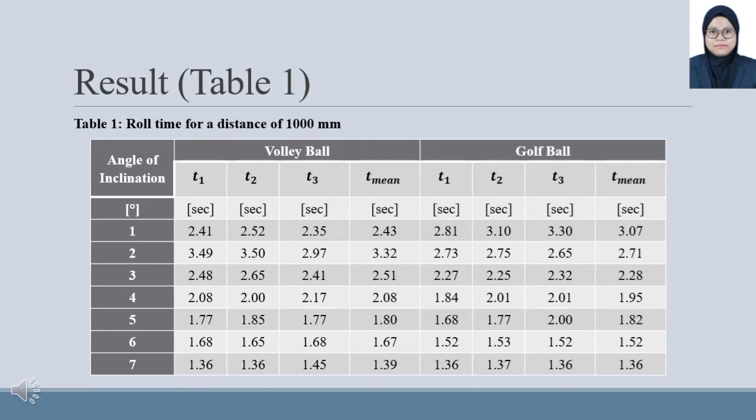I'm going to present the result for this experiment. Table 1 shows the roll time for a distance of 1000 millimeters for volleyball and golf ball. The reading for each angle of inclination is taken 3 times and the average is calculated, which is the T-mean. From the result in the table, we can see that as the angle increased, the time recorded decreased. This happened to both volleyball and golf ball.